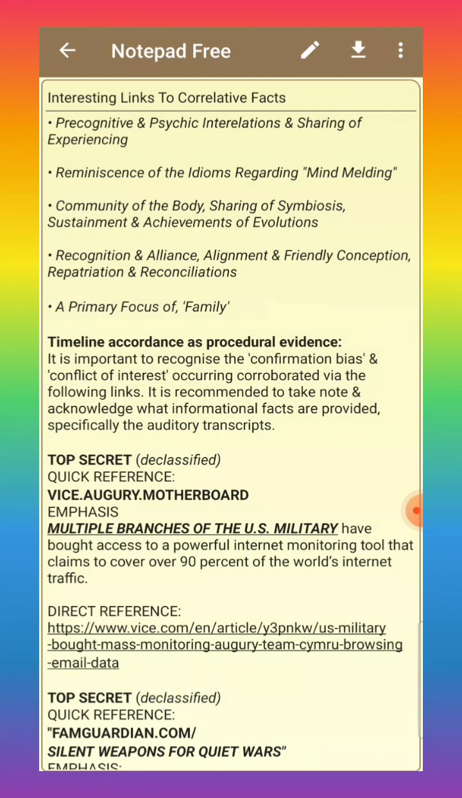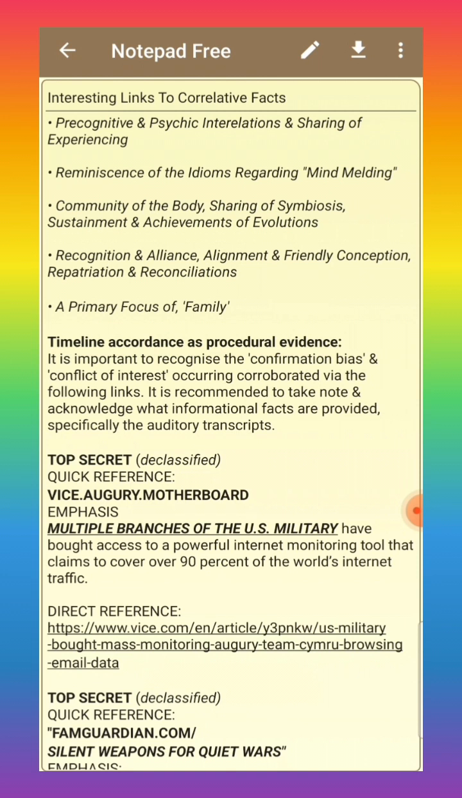I would now like to bring your attention to interesting links to correlative facts, precognitive and psychic interrelations and sharing of experiencing, reminiscence of the idioms regarding mind melding, community of the body sharing of symbiosis, sustainment and achievements of evolutions, recognition and alliance, alignment and friendly conception, repatriation and reconciliations. A primary focus of family.